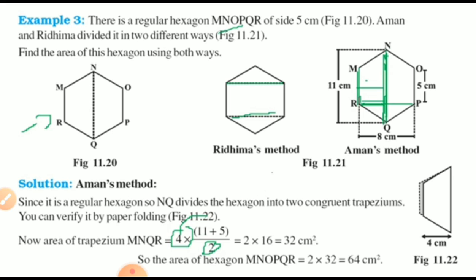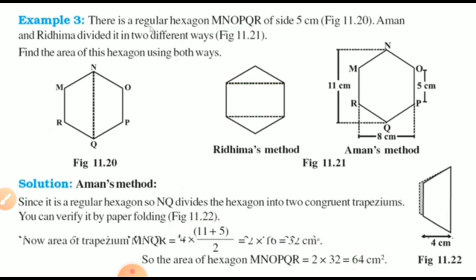Yes, 4 divided by 2 is 2. Now 11 plus 5, yes 16. 16 multiplied by 2 will give you 32. Yes, so 32. One part is 32, the second part is also 32. Total is 64 centimeters square.